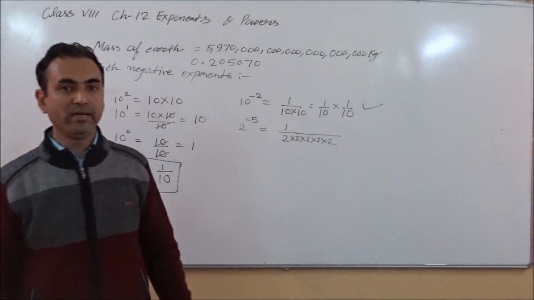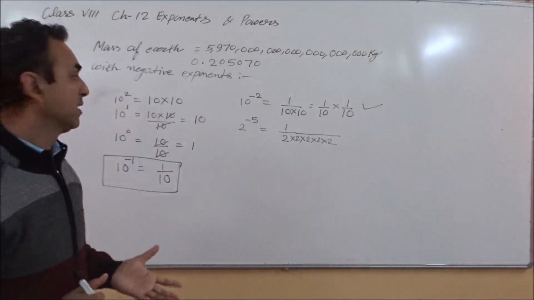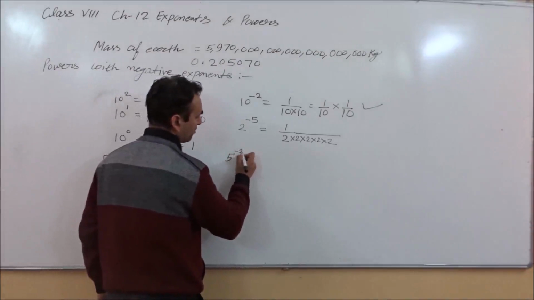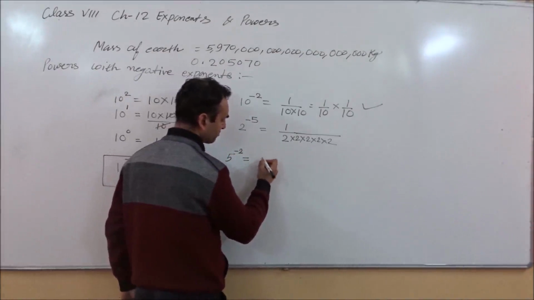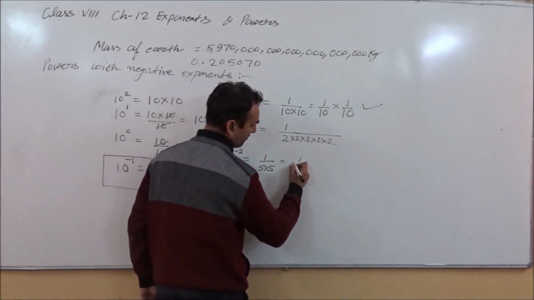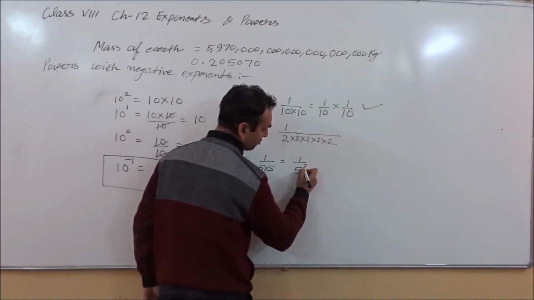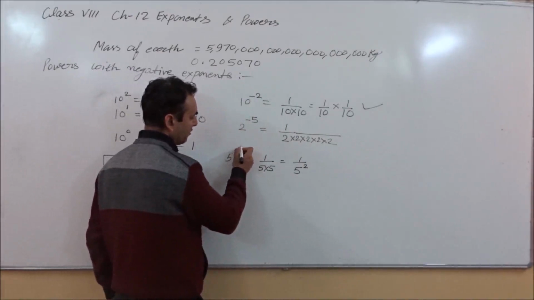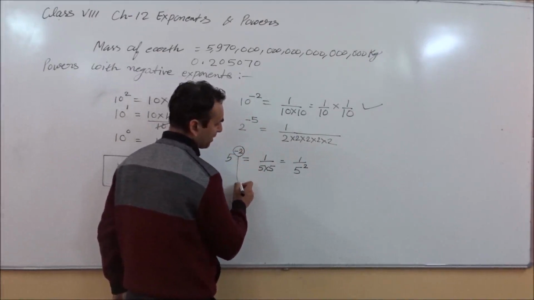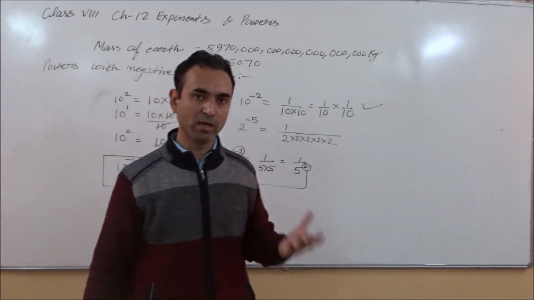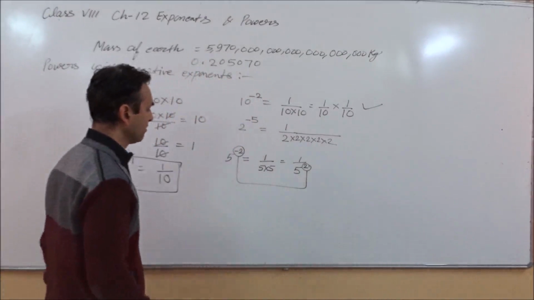I think you have understood how we can represent a negative exponent. If a negative exponent is given, for example 5 raised to minus 2, we can write 1 upon 5 into 5, and 1 upon 5 into 5 means 1 upon 5 raised to 2. So you can see, if a negative exponent is given, then you can convert it into a positive exponent by taking its reciprocal.